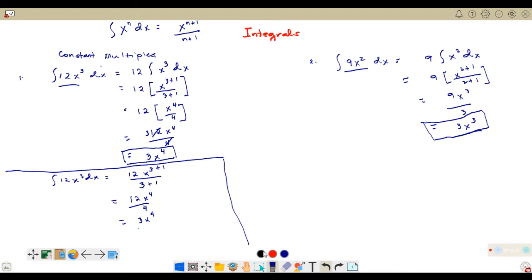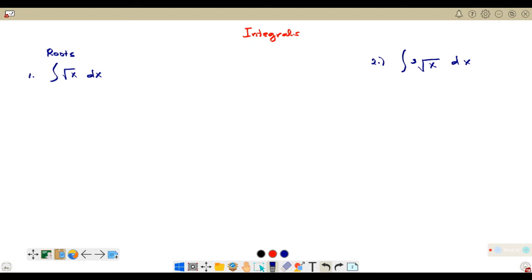I hope that was clear because this time we're going to have integrals of roots. So, parang pwede pa rin ba na i-apply yung magic formula natin o yung shorthand method natin in finding the integral? Sulat ko rin siya ulit dito. We have x raised to n dx. So, the integral of x raised to n dx is equal to x raised to n plus 1 over n plus 1.